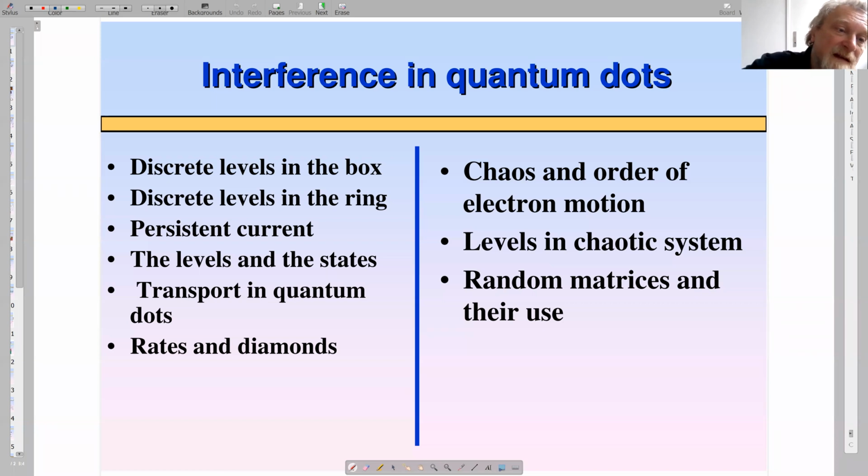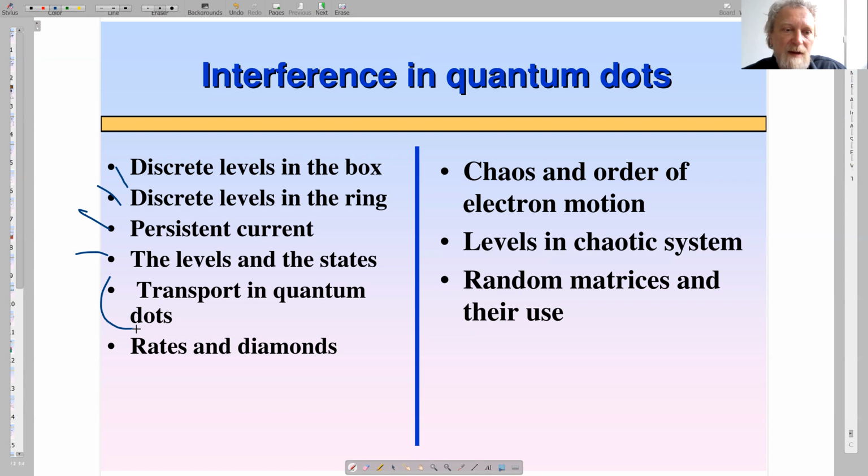Then we will talk about discrete levels, and look at simple models: electrons in a box, electrons in a ring. We will talk a little bit about the interesting topic of persistent current, magnetization current in the dots. Having understood levels, we will assess the quantum mechanical states which are made by different occupations of these levels. And with this we could talk about transport in quantum dots.